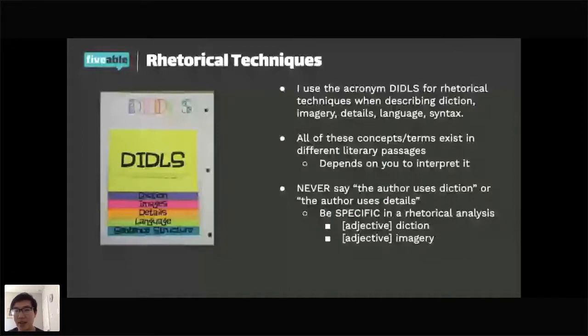it just, I think it kind of adds to the sense of your writing being not very sophisticated. I'm not talking about the sophistication point. I'm just saying the author uses diction whenever they explain this and this, just doesn't tell a lot about what that actual quote is talking about. So by adding that adjective, by adding description to diction or imagery or details, it just makes the AP grader's life easier and it makes your sentence much more specific.